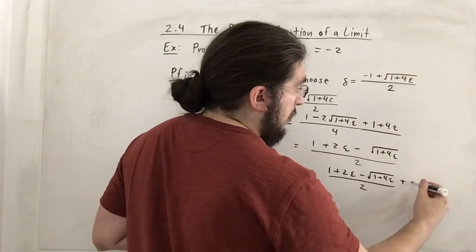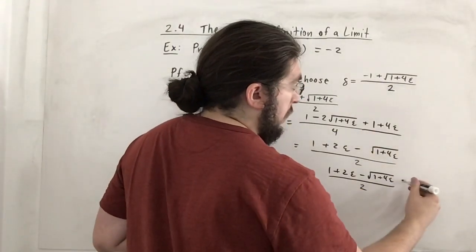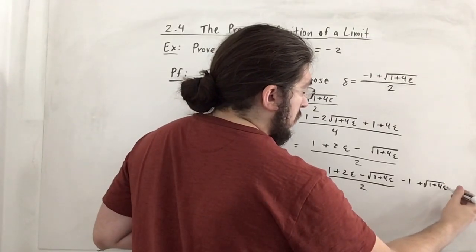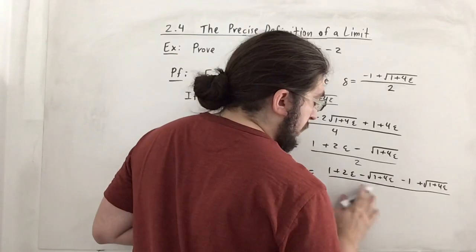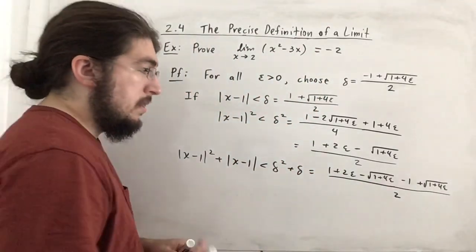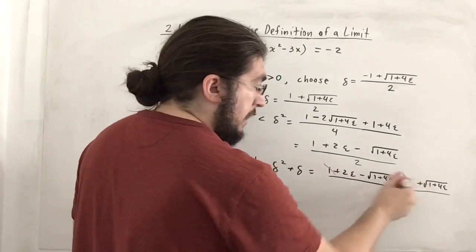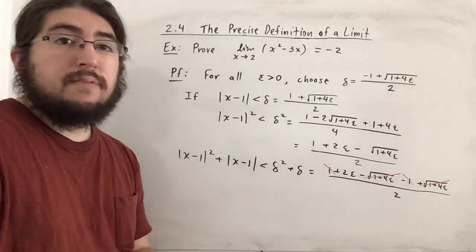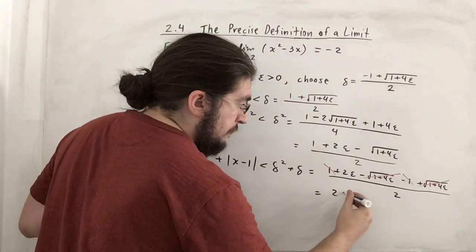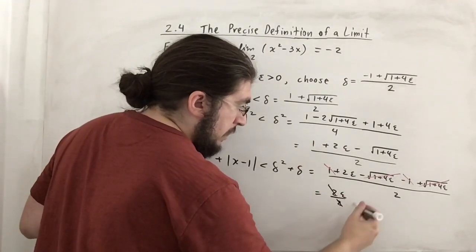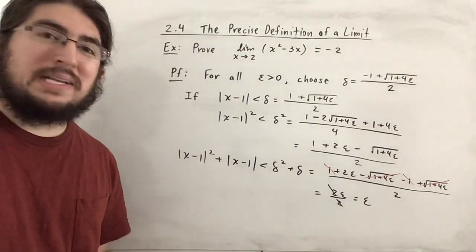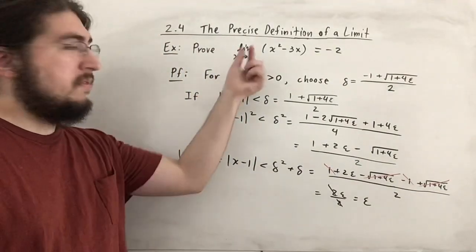So we can just write plus, or I guess minus 1 plus, that radical expression. And then that's all over the same common denominator 2. But now notice here what happens is that the 1's cancel as well as the radicals. So all we're left with really is 2 epsilon over 2, where the 2's actually cancel, and that's just equal to epsilon. Perfect.